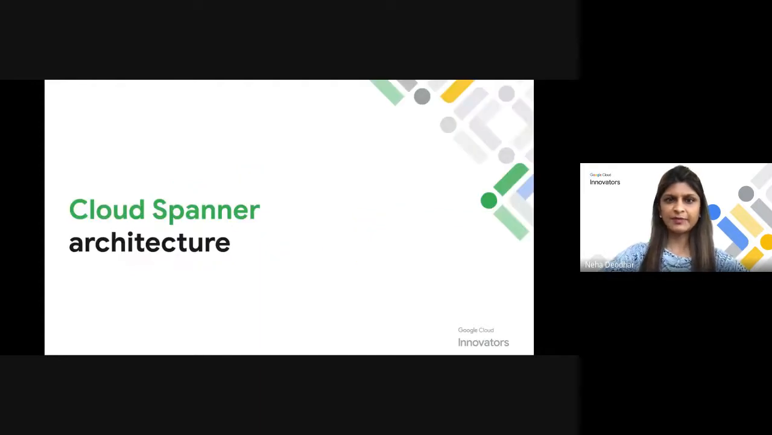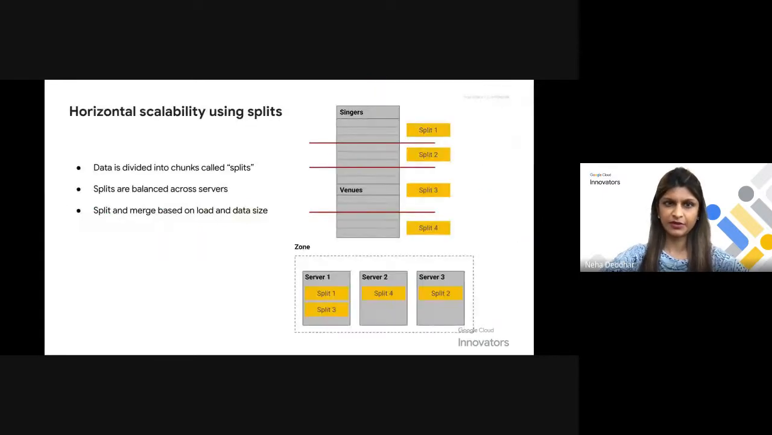To understand how Spanner can help your application scale, be highly available and resilient, let's first understand Spanner's architecture. Spanner will automatically divide your data into chunks called splits. These splits contain data from your tables and indices ordered by the primary key. Spanner will distribute and balance the splits across multiple servers. As your data size or load increases, Spanner will automatically further split your data, merge some splits, or rebalance splits across servers.